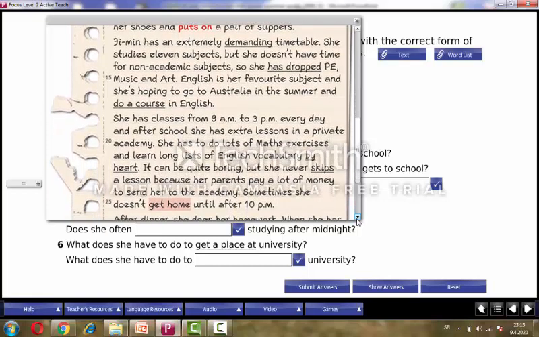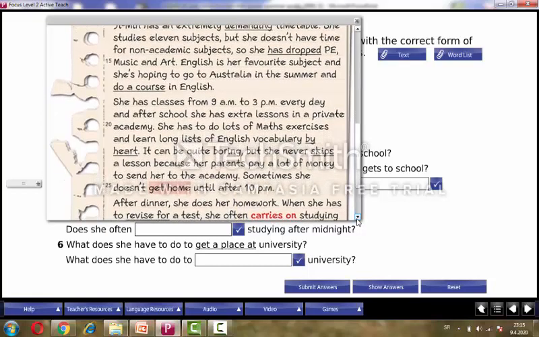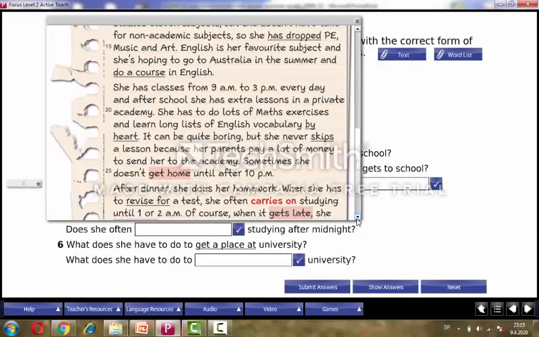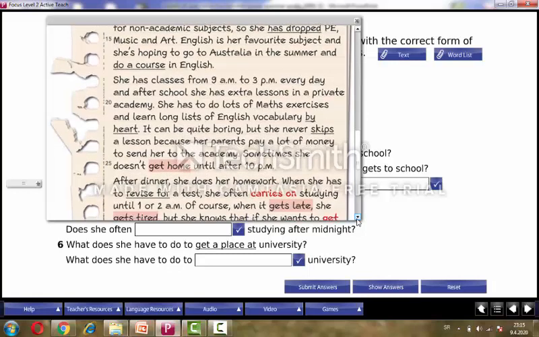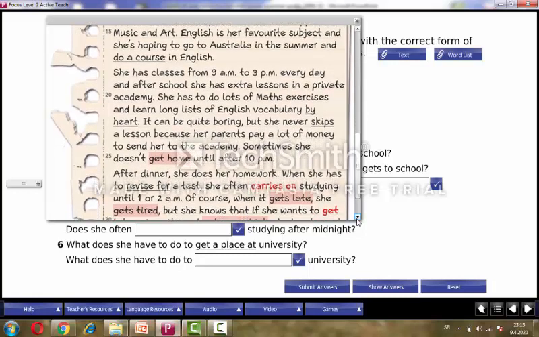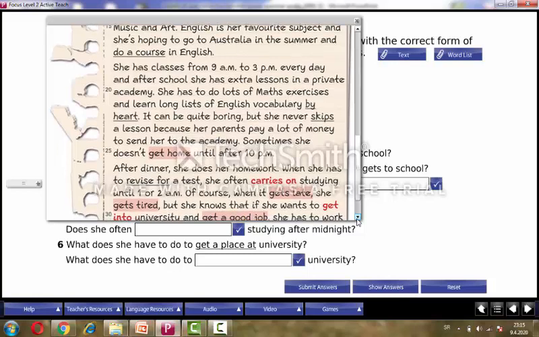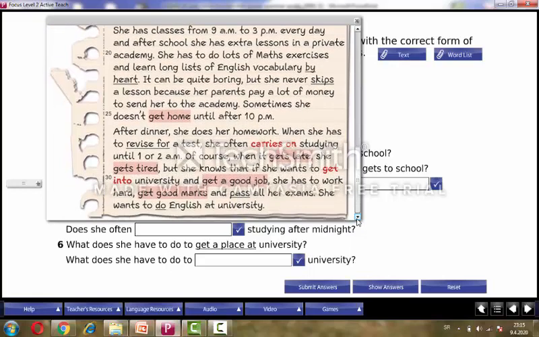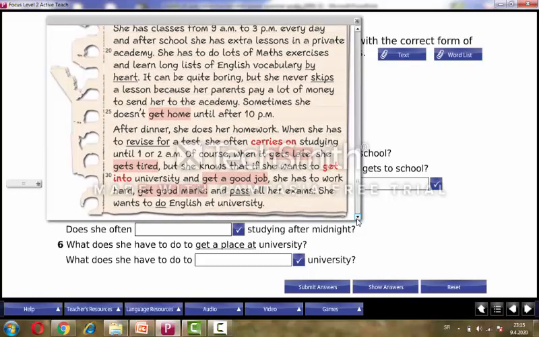It can be quite boring, but she never skips a lesson because her parents pay a lot of money to send her to the academy. Sometimes she doesn't get home until after 10 p.m. After dinner, she does her homework. When she has to revise for a test, she often carries on studying until 1 or 2 a.m. Of course, when it gets dark, she gets tired, but she knows that if she wants to get into university and get a good job, she has to work hard, get good marks, and pass all her exams. She wants to do English at university.